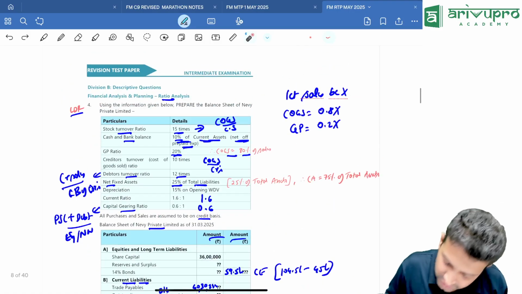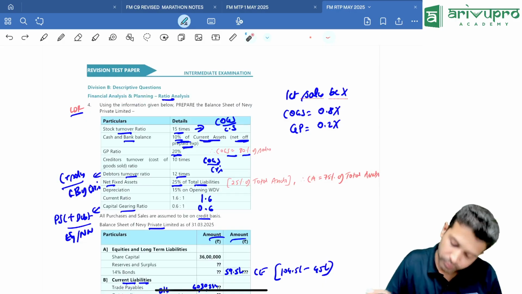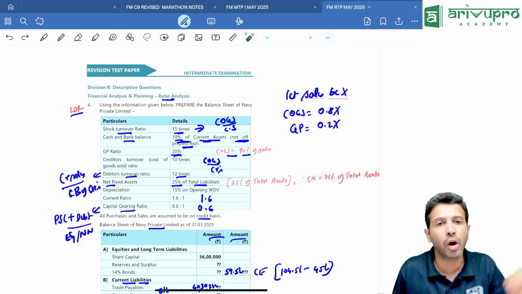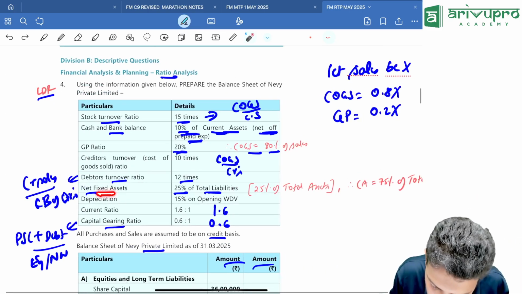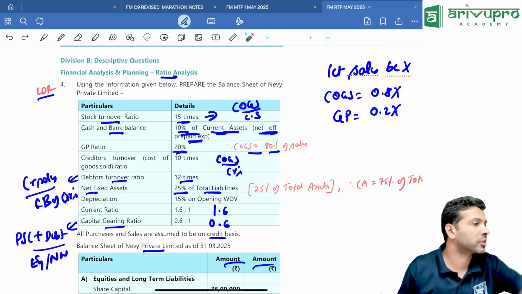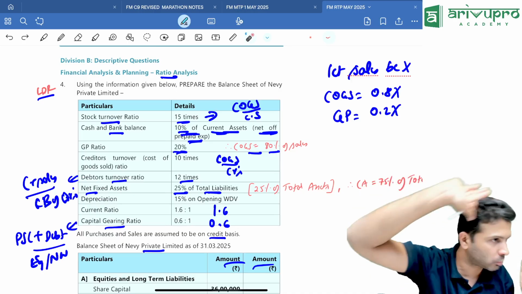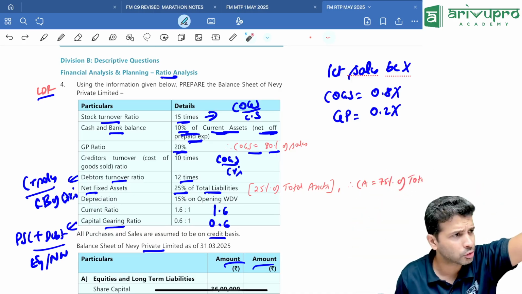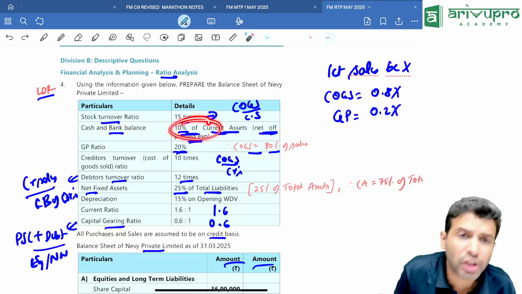Okay. And current assets is how much of total assets? 75%. If you know current assets, you automatically know total assets. Like that, if you know total assets, you can find out fixed assets, because fixed assets are how much? 25% of total assets. That's how those particular components are linked. That's what we used. Is it okay? Short summary I'll give you. That's fine now. Okay. Next, they told cash and bank balance is 10% of current assets.